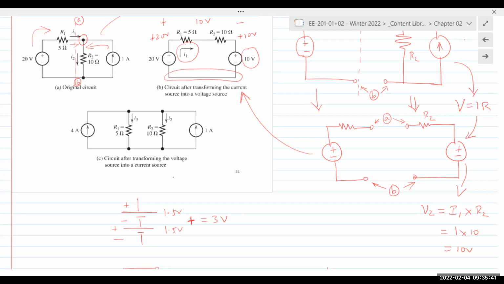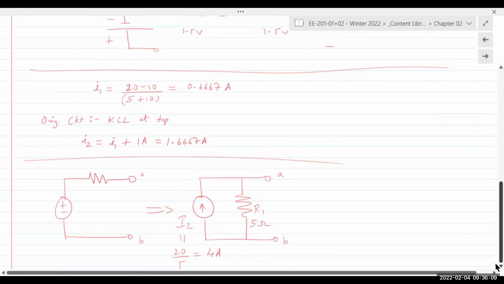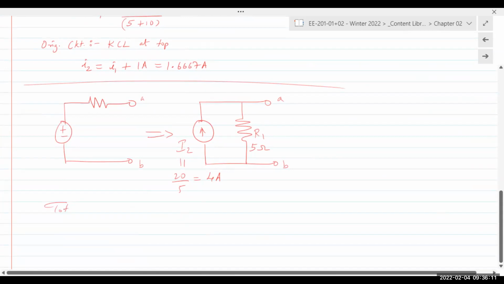We have two current sources. If you apply KCL at the top, we can see both current sources are entering that node. Everything is in parallel. There are only two nodes in the circuit, a top node and a bottom node, and that's it. So if you apply KCL, the total current in the circuit is 4 plus 1, 5 amps entering from the top.